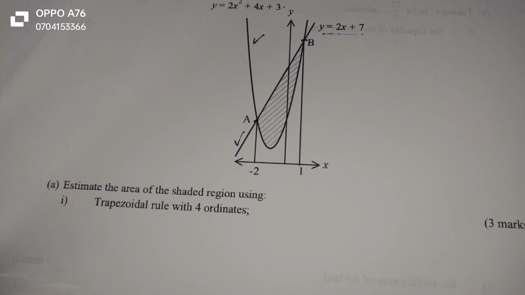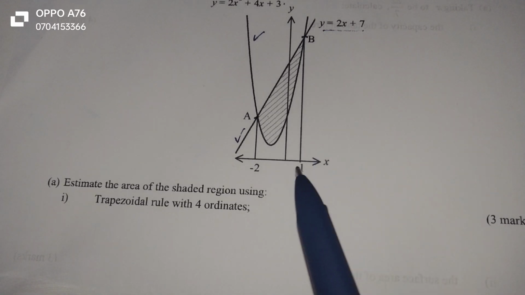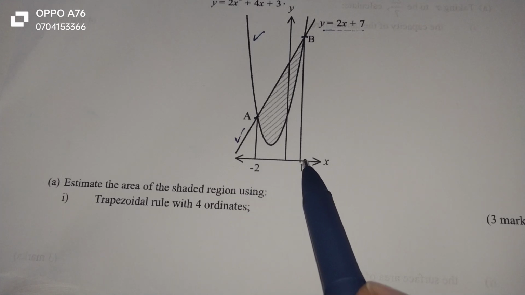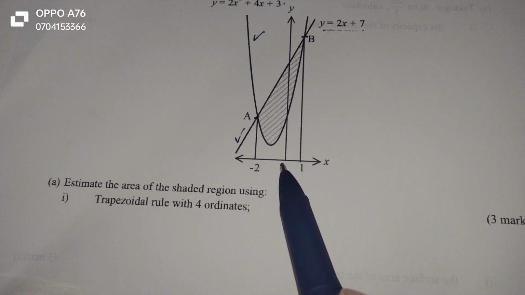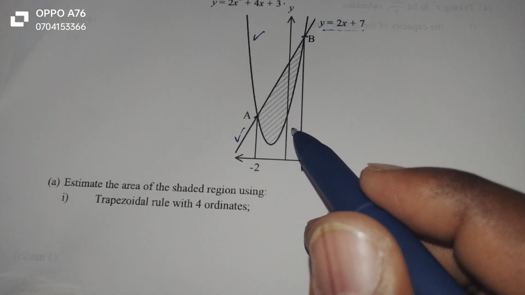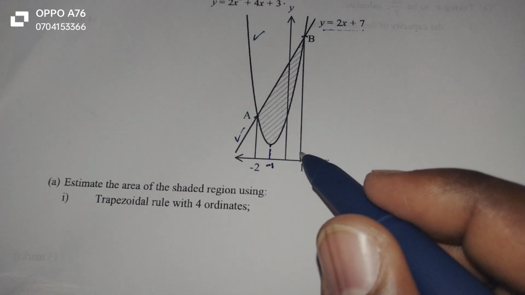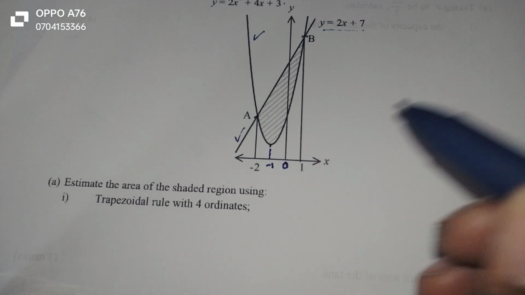When we look at the question, part A is telling us to estimate the area of the shaded region using the trapezoidal rule with 4 ordinates. With 4 ordinates means that according to the sketch, from -2 to +1, we just use intervals of 1 unit. We go from -2 to -1, then this is 0 and 1.